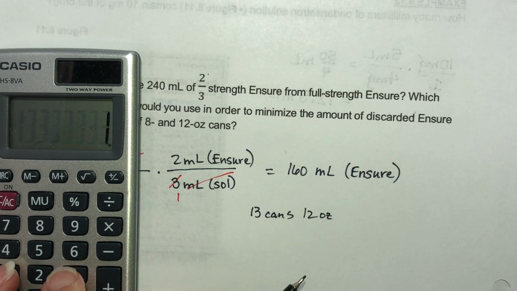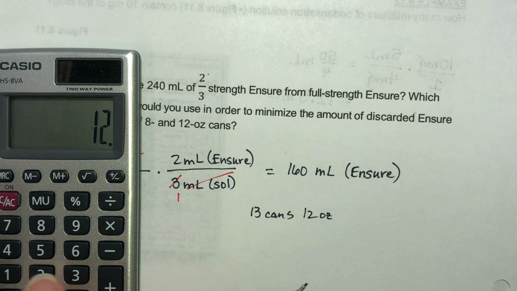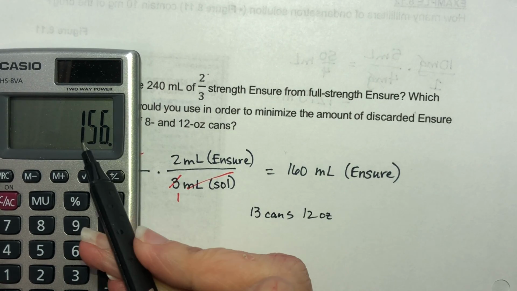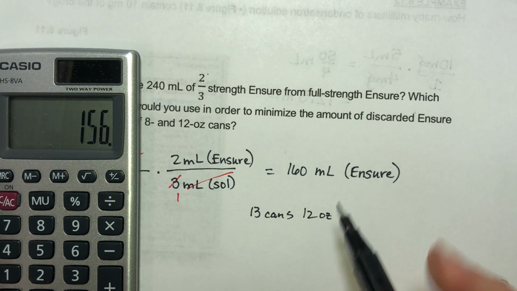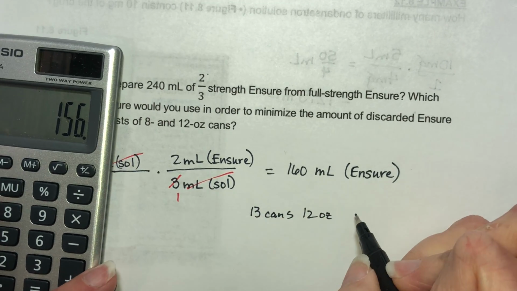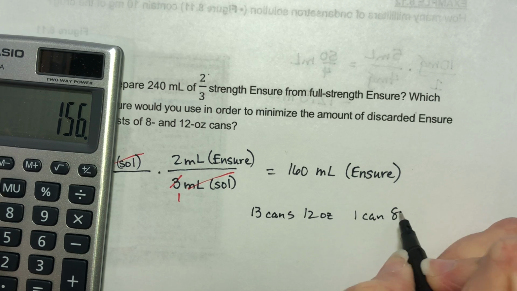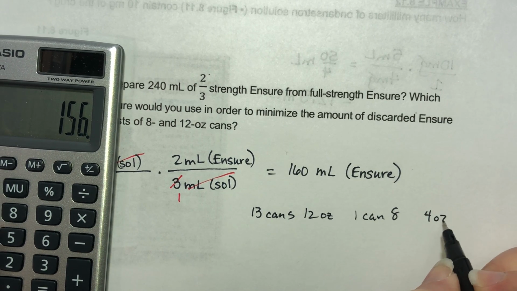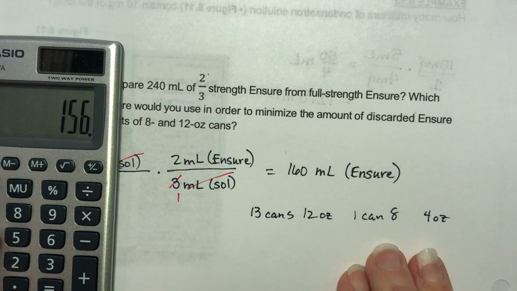That would give me, if I do 13 times 12, 156 ounces, and I need 4 more. So I could use 13 cans of the 12 ounce and then 1 can of the 8, and I'd have 4 ounces left over. Okay, so that's one option.